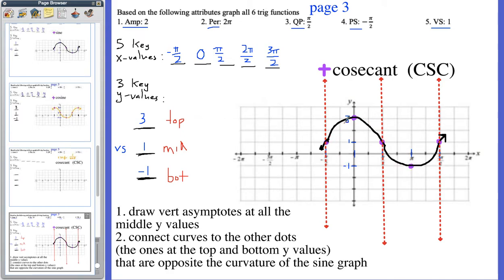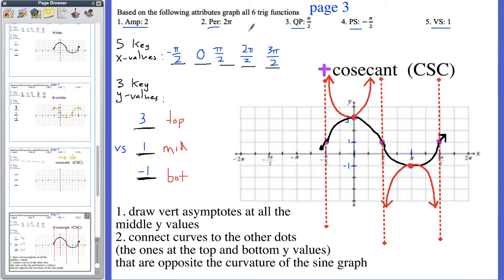So the curvature of the sine graph right there is an upside down U. So instead, I'm going to make it a right side up U. And it's going to follow those asymptotes. Same thing over here. This is a right side up U. So my cosecant curve is going to be an upside down U. And those red curves, the black curve, remember, is a sine curve, but those red curves are our cosecant curve.